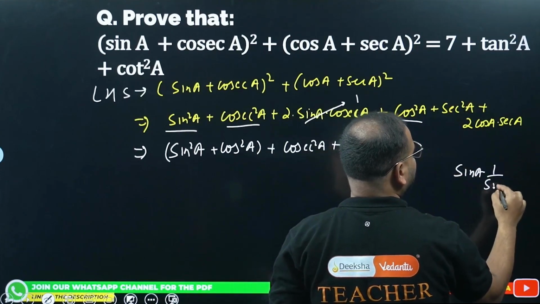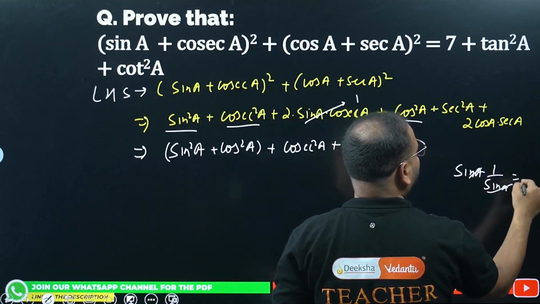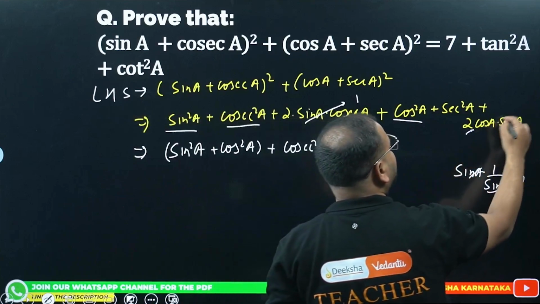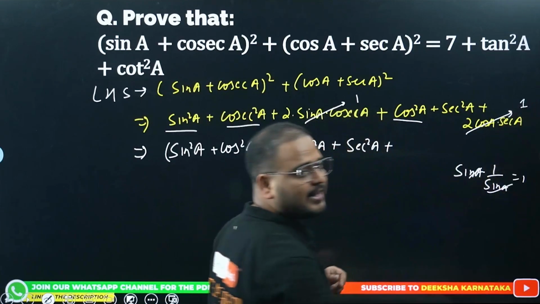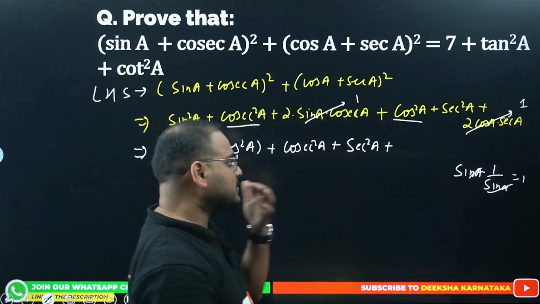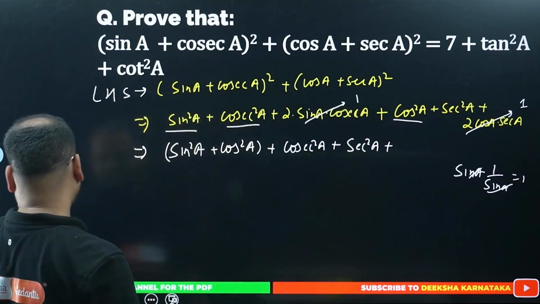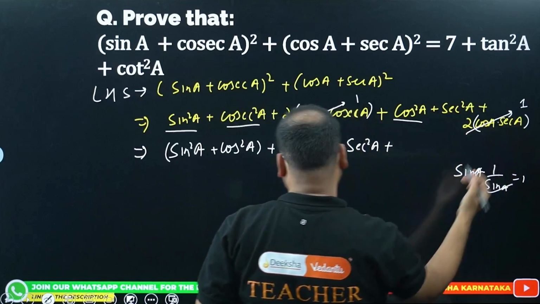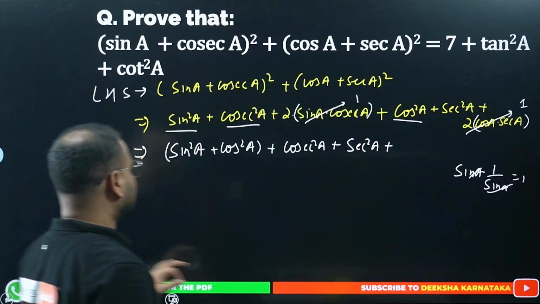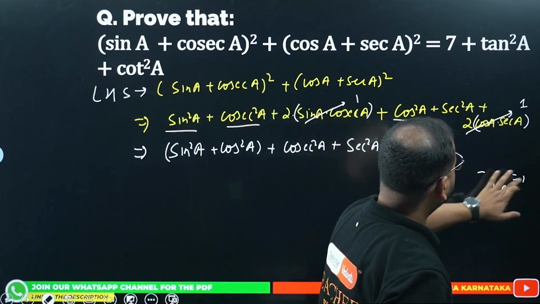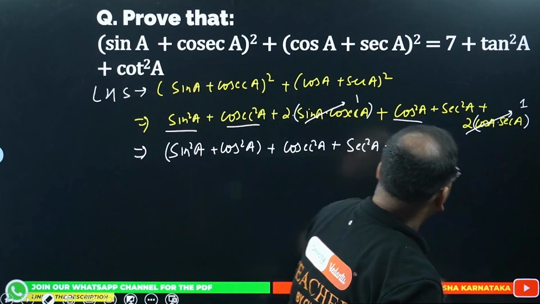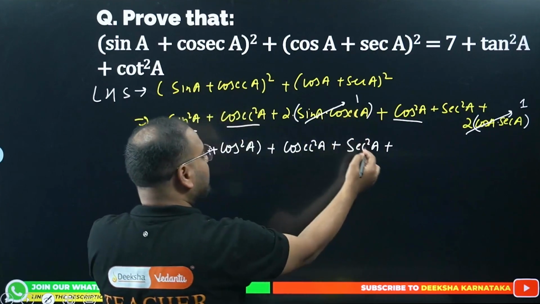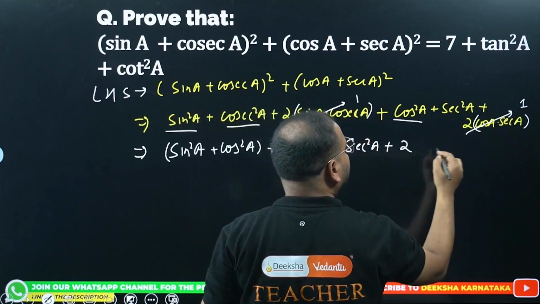Same way, cos a into sec a. Sec is nothing but 1 by cos, so it will again be 1. Only this part is 1. Let me erase this part, it's not part of your answer. So 2 times 1 will be 2 and 2 times 1 will be 2.